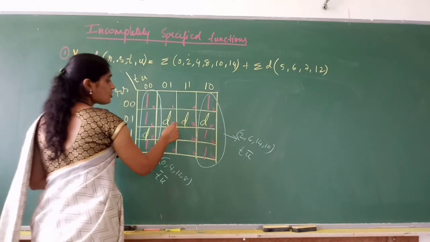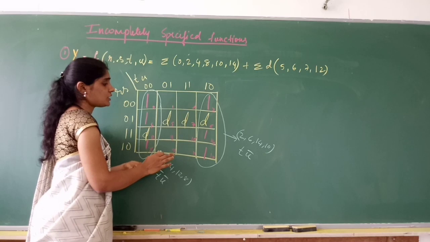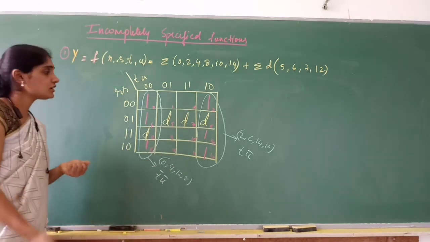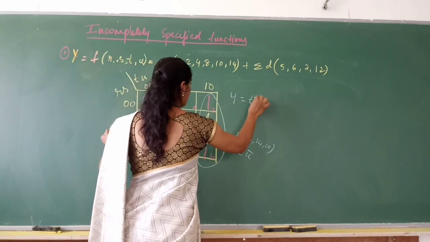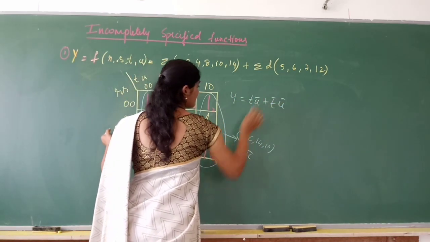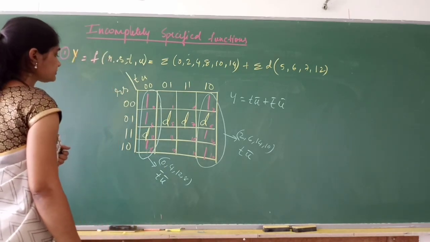These two don't care terms we have not used. It was not required, so we did not touch the don't care terms 5 and 7. We don't need them. So what is the equation we get? Y is equal to T U bar plus T bar U bar. Is that right?